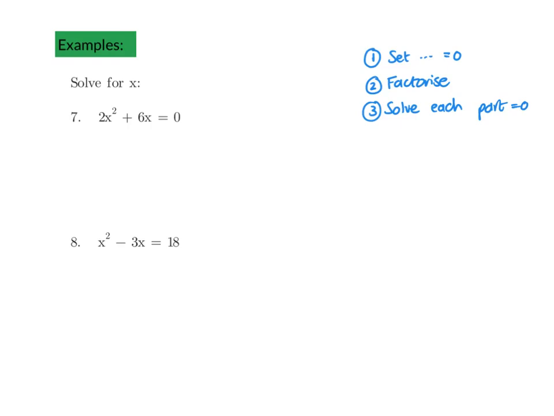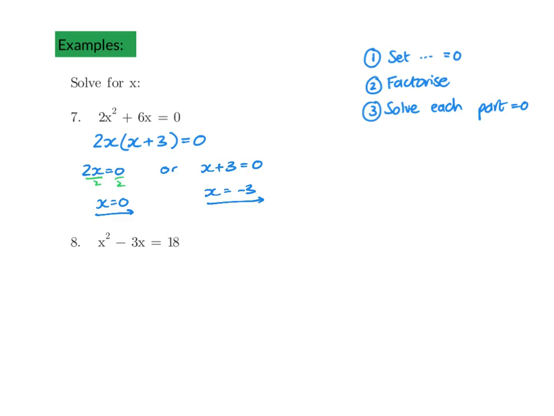So here, if I factorize this, the way I can factorize the first expression is that I've got a common factor of 2x. So I'm left with x plus 3. Now I can solve each part. 2x is 0, or x plus 3 is 0. So I can divide both sides by 2. I get x is 0, or x is negative 3.